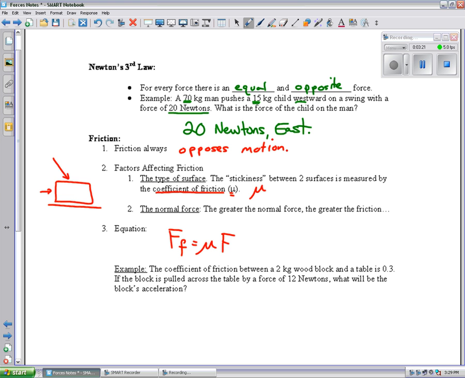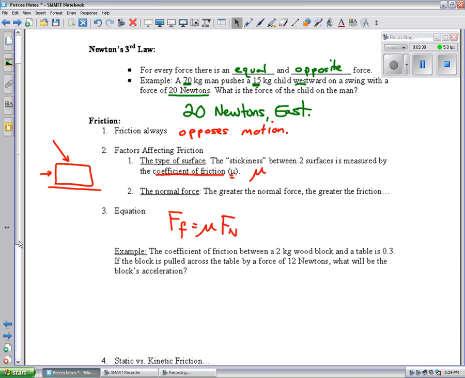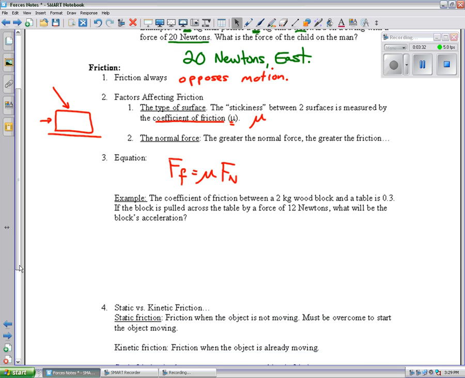times the normal force. Now, our first example, coefficient of friction between a 2-kilogram wood block and a table is 0.3. The block is pulled across the table by a force of 12. What will be the block's acceleration? So we're going to draw a free body diagram of this thing. Okay, so it is a 2-kilogram wood block. It says there is a force pulling it forward of 12 newtons.